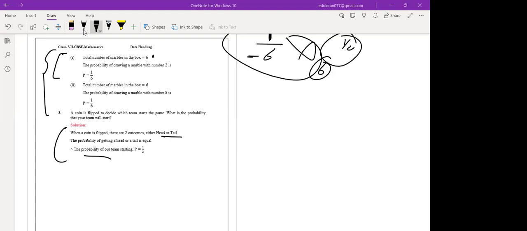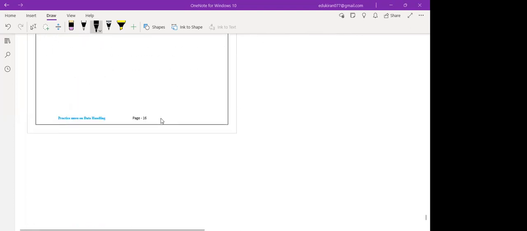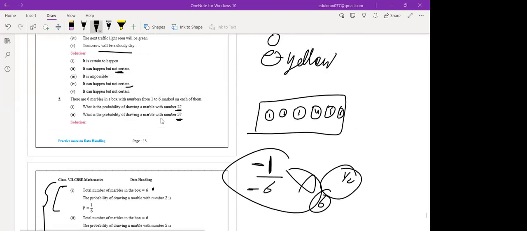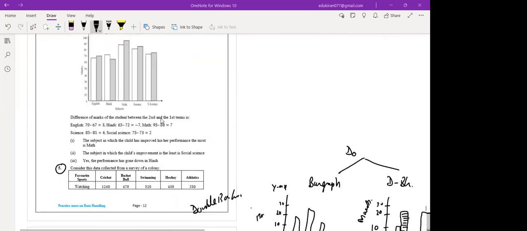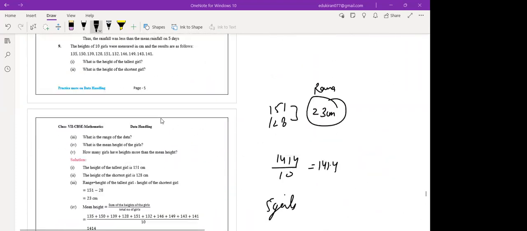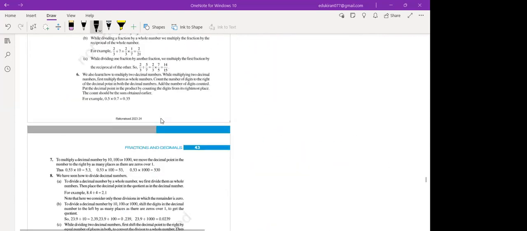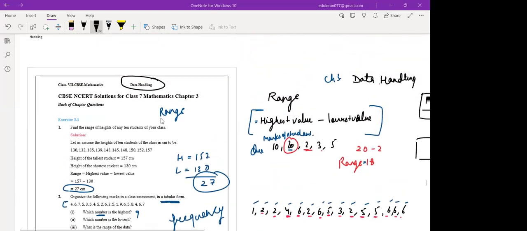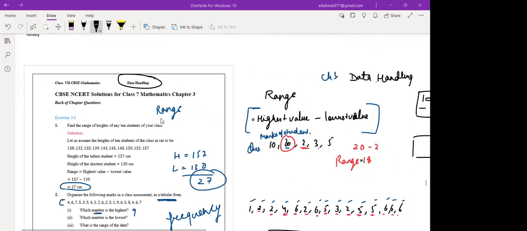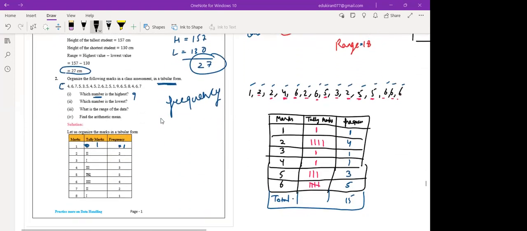Okay, done everyone? So girls, here we end this chapter. We are done with the data handling chapter. It's not that lengthy and it's very, very easy. So we have finished this chapter.